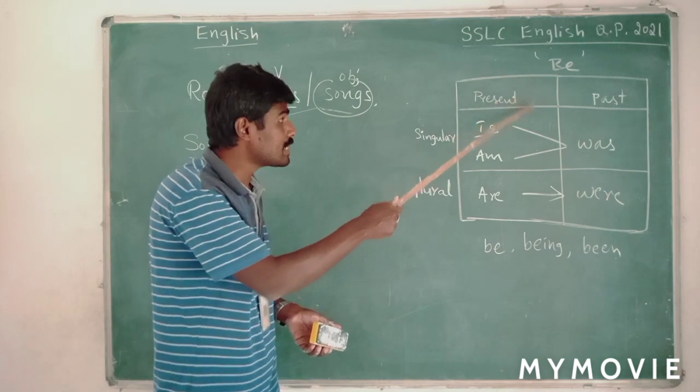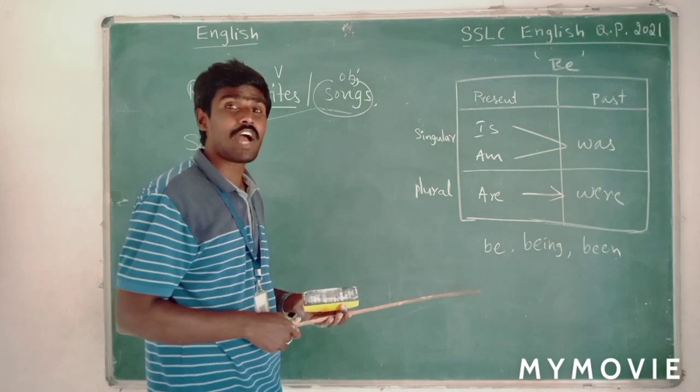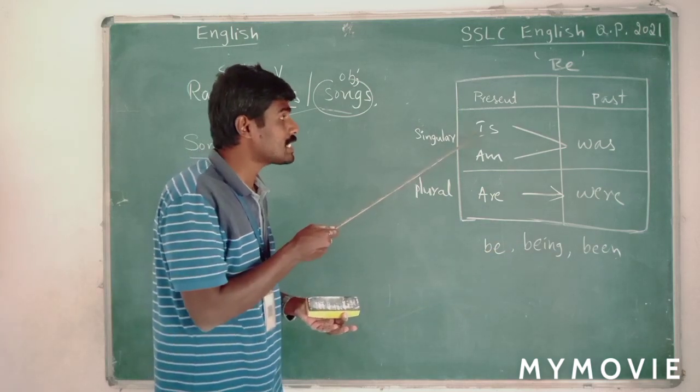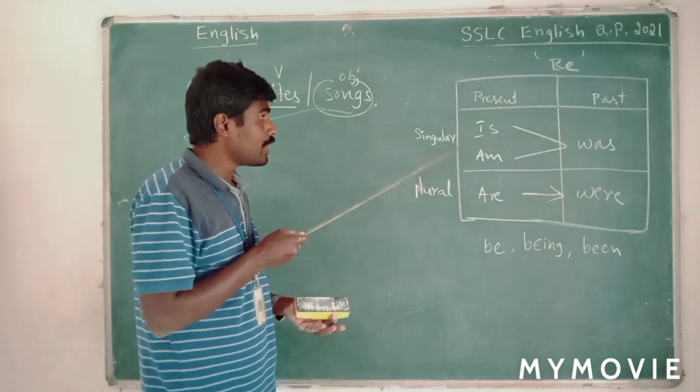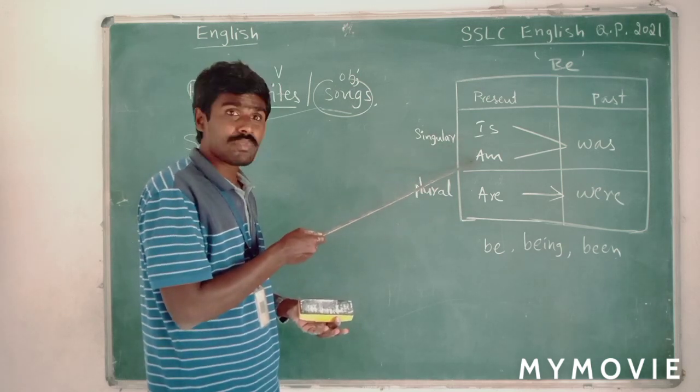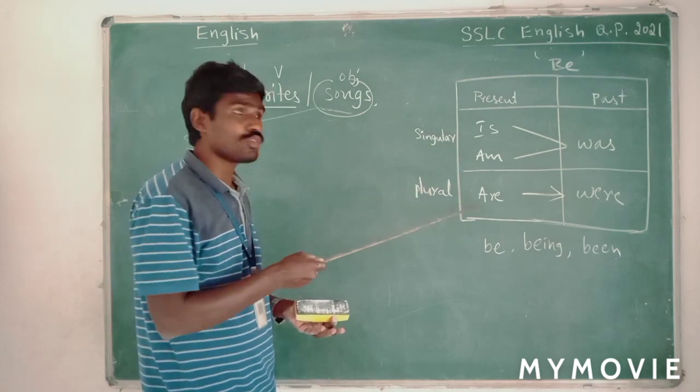So we have to look at the present tense be verbs. What are the be verbs that we have in present tense? We have is, we have am, we have are, right? So when do we use is or am? If the subject is singular, we use is. If the subject is plural, we use are.